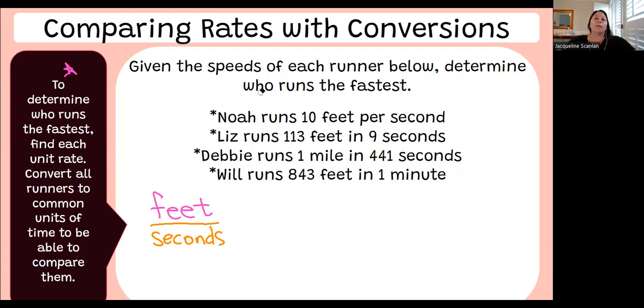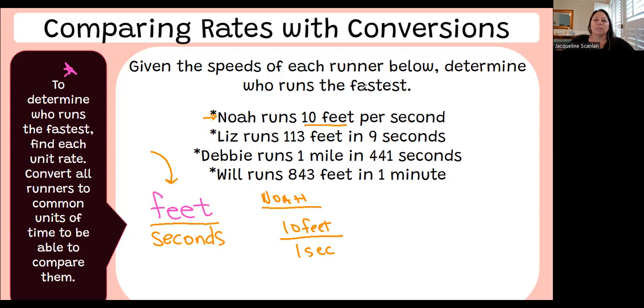All right, so what I'm going to do now that I've kind of figured out what I want my fractions to look like, is I'm going to start going from the top and looking at what each of the runners' unit rates would be. So we're going to start with Noah. All right, and so Noah's setup would be feet over seconds, and he runs 10 feet in 1 second. That's what per second means. I'm going to use the abbreviation of SEC for seconds.